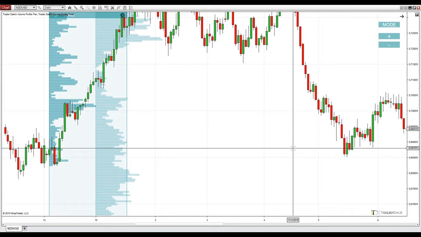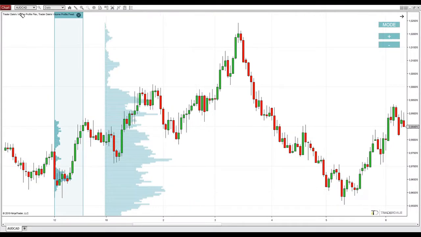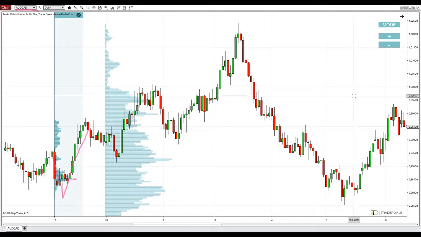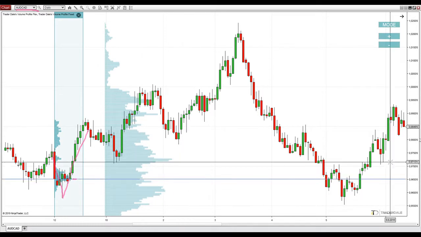It was on the Australian dollar, Canadian dollar. So this trade on the Australian dollar, Canadian dollar was based on a rejection setup. As you can see, there was a rejection of lower prices in here. The heaviest volumes within the rejection were right there. So let me draw a line there. So this was the entry point. This is where I entered a long.